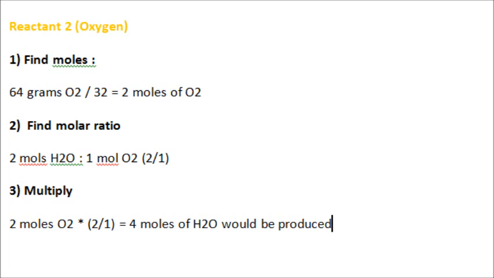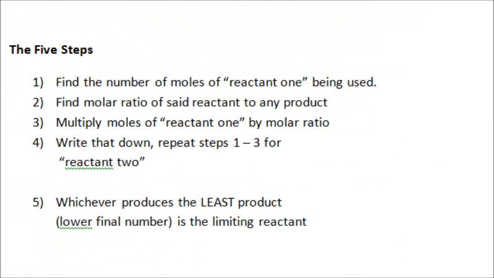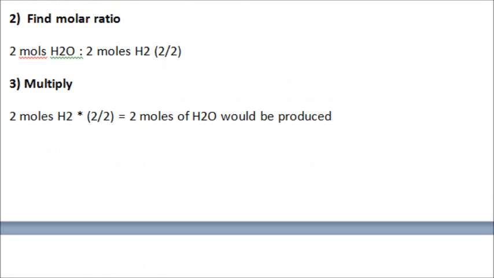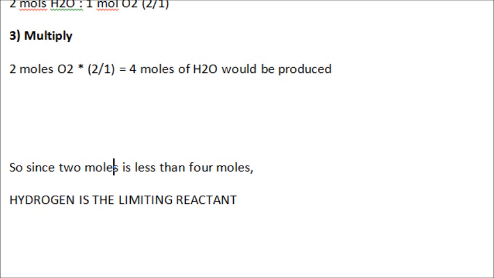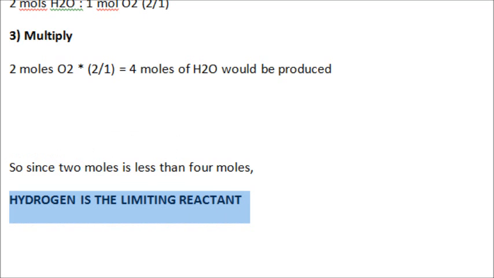Okay, so which one is the limiting reactant? Let's go back to the 5 steps. Whichever produces the least product is the limiting reactant. The least, because it's the one that's limiting the reaction. It is the product that runs out first, which makes the reaction stop. So in this case, you got 2 moles from the hydrogen, and you got 4 moles from the oxygen. So since 2 moles is less than 4 moles, hydrogen is the limiting reactant. That's how you do the problems.